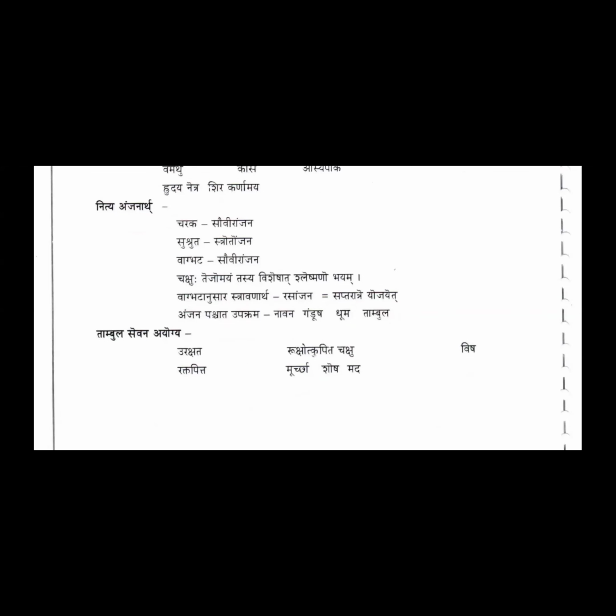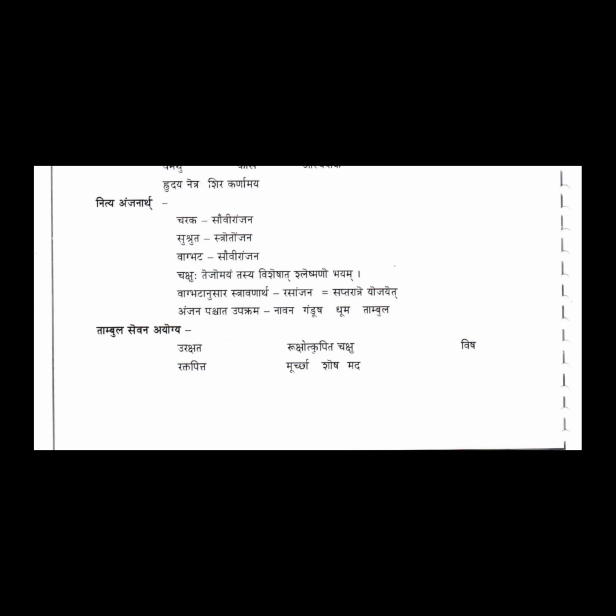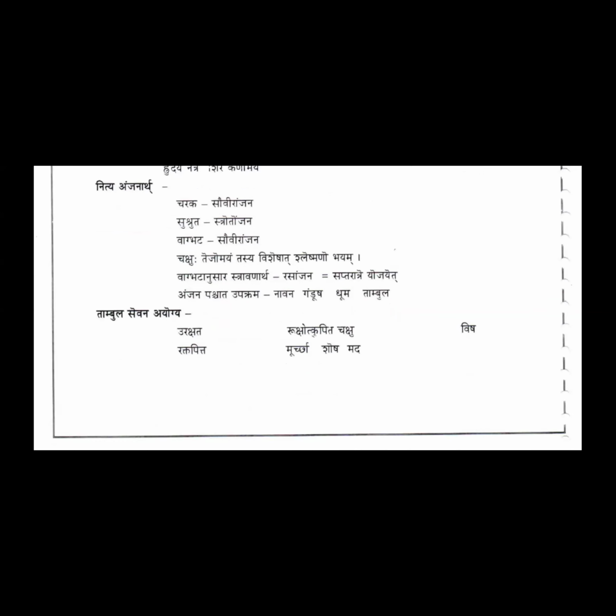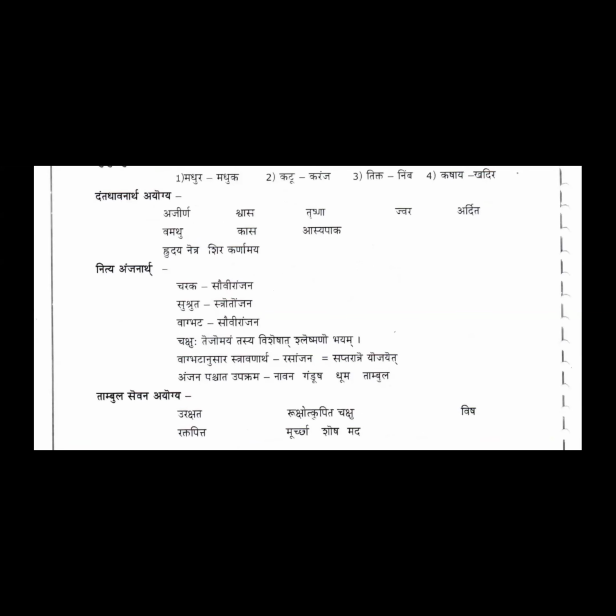Then Anjana Paschat Upakramas, he has told Namana, Gandusha, Dhuma, Tambula, and certain conditions where Tambula is contraindicated. Again, all Urdhva Jatrugata Rogas, Urakshata, then Rukshot Kupita Chakshu, Visha, Murcha, Mada, Shosha, and Raktapitta. Dantadavana was contraindicated in GI diseases like Ajirna, Vamathu, Asyapaka, then Trishna, Jwara. Almost all Dinacharya procedures are contraindicated in Jwara and Ajirna. Other than that, you have to know the other extra ones.